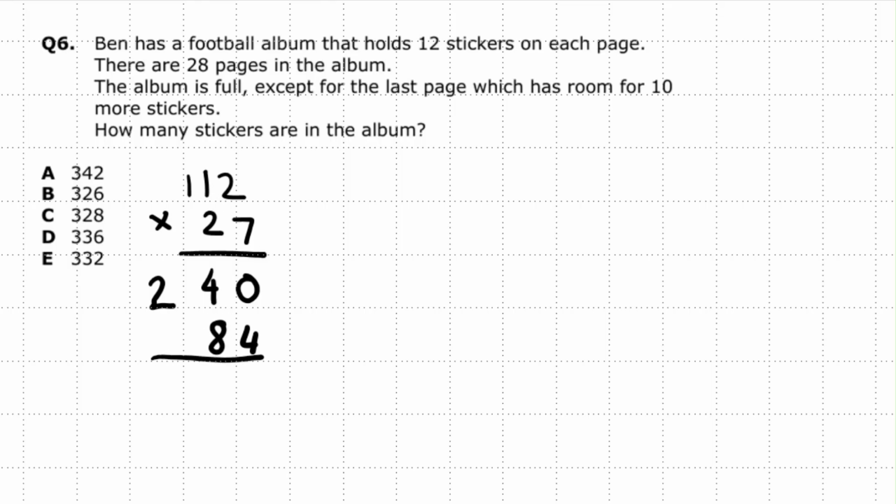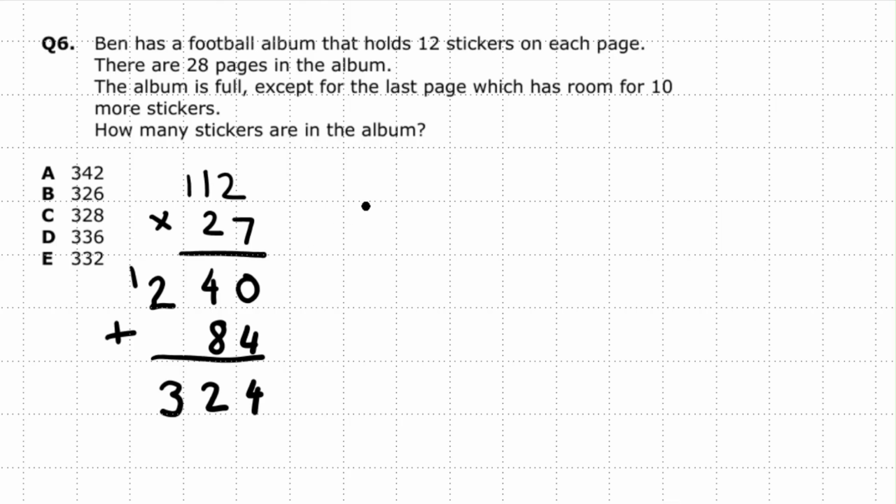Now we add it up. 0 plus 4 equals 4. 4 plus 8 equals 12. And 2 plus 1 equals 3. So 12 times 27 is 324.